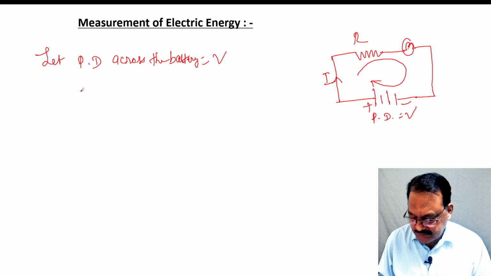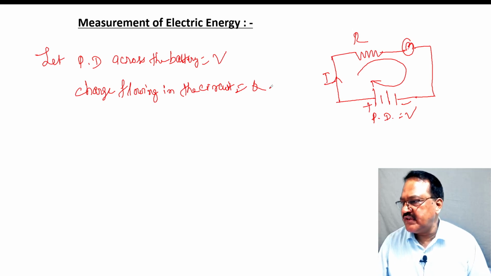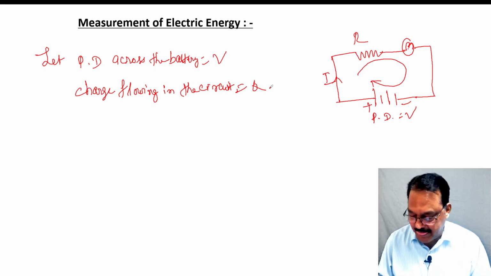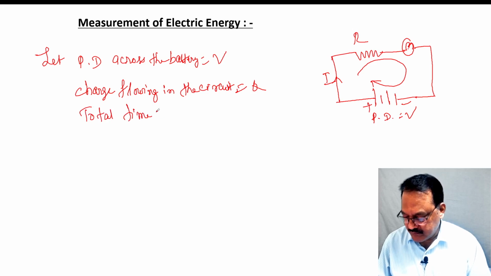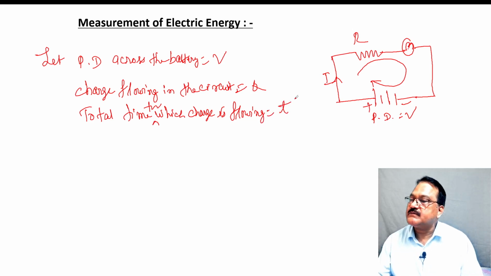and charge flowing in the circuit. Let's suppose it is Q, and for how long this charge is flowing in the circuit, we will take here as T, means total time for which charge is flowing. This is T.